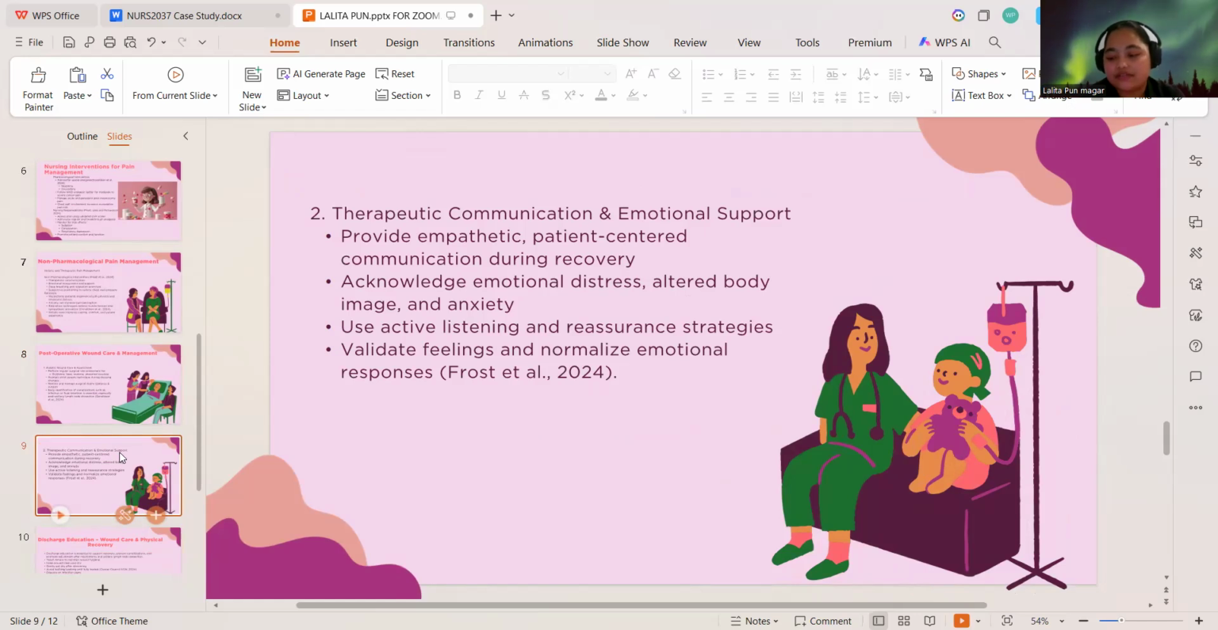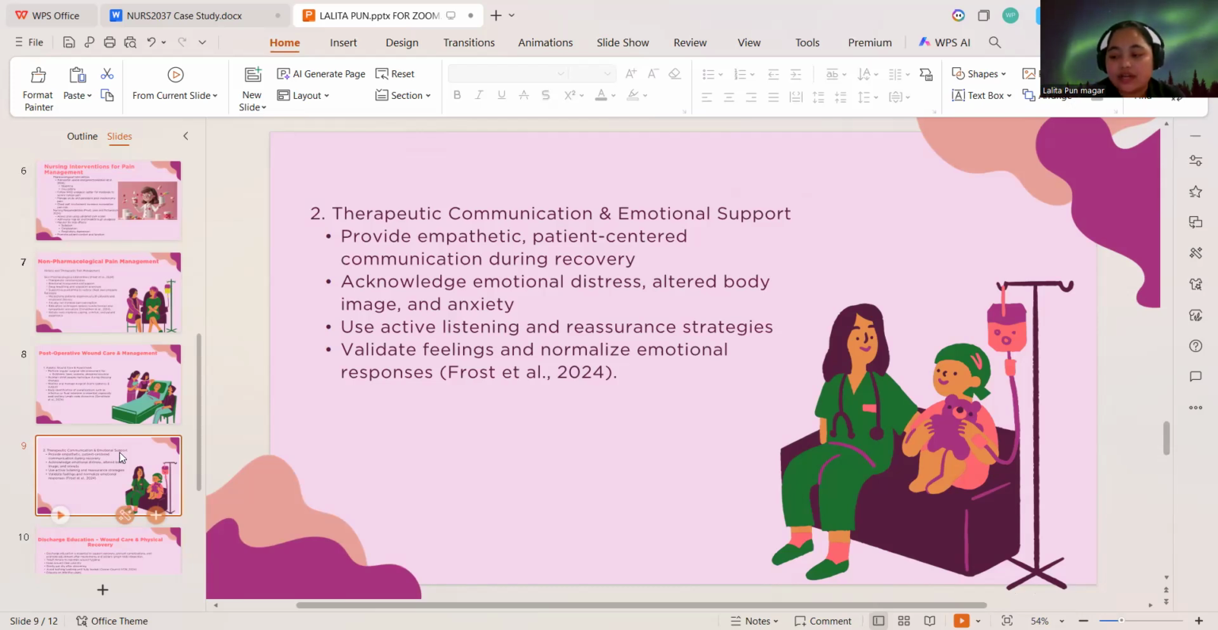Patients have identified the importance of nurses providing reassurance and caring presence, and also supportive strategies like active listening, validating emotional responses, and normalizing feelings. It also contributes to improved coping and psychological adjustment. And it's also emphasized in qualitative findings.